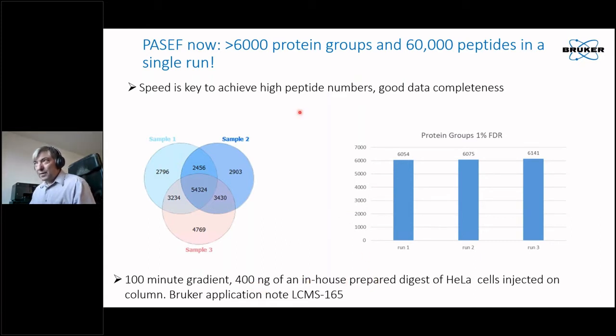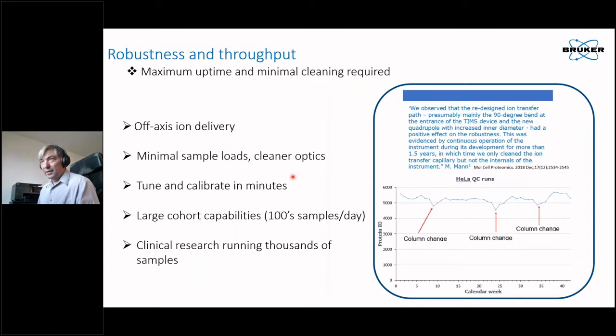And the speed is important to data completeness as well. You can see here the number of proteins that we identified is nearly constant across these 3 runs, between 6,050 and 6,100 proteins identified across these 3 runs with 1% FDR. At the peptide level, the data completeness is also very good, greater than 87%. 54,000 of these peptides were identified in all 3 runs, for 87% data completeness at the peptide level.